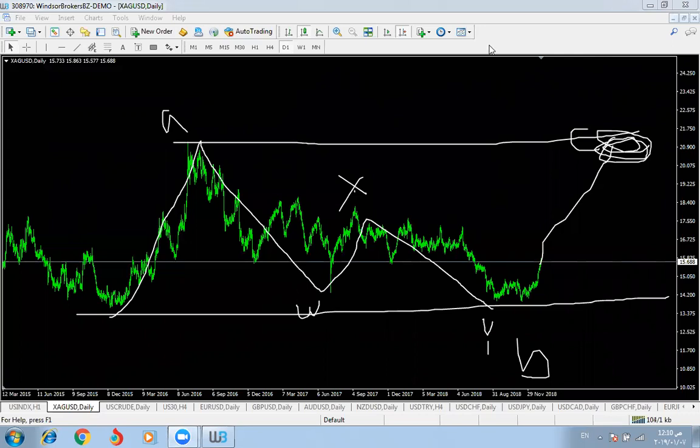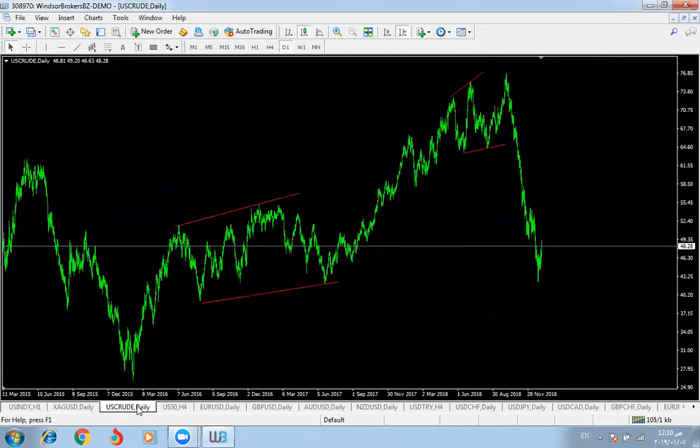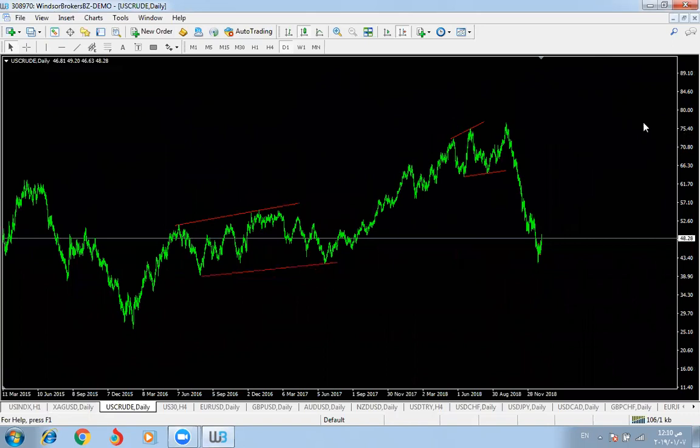Okay, let me move to crude oil. We have a very nice bearish setup for the crude oil after completing 5 waves to the upside. I will show you the 5 waves right there. This is wave 1. This is wave 2 in the form of running flat.